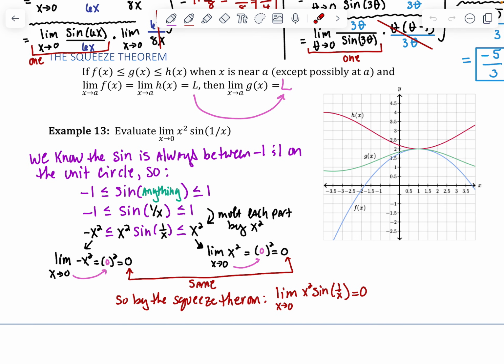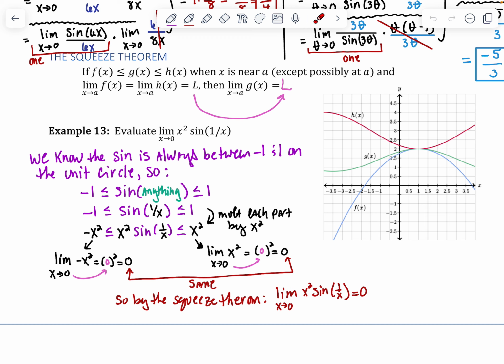Here's how you would use it. You're asked to evaluate the limit as x goes to 0 of x squared times sine of 1 over x. Well, this is going to give you 0, and 0 times anything is 0, but also you're going to be dividing 1 by 0. We can't do that. So the way I see this question, I cannot take the limit. But here's what I do know.